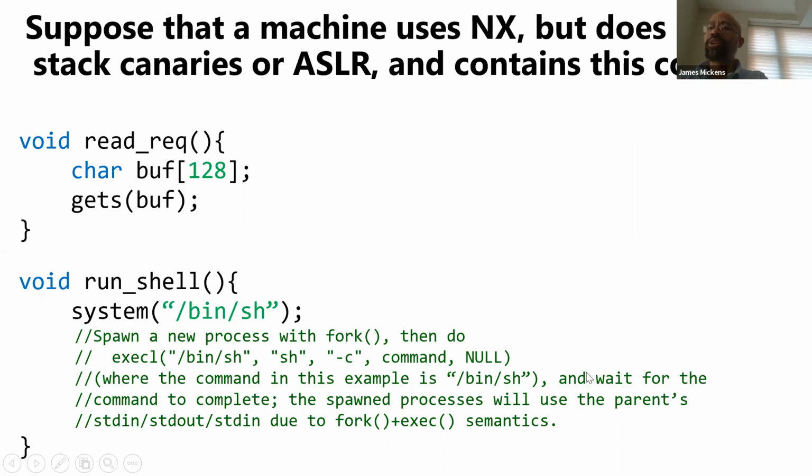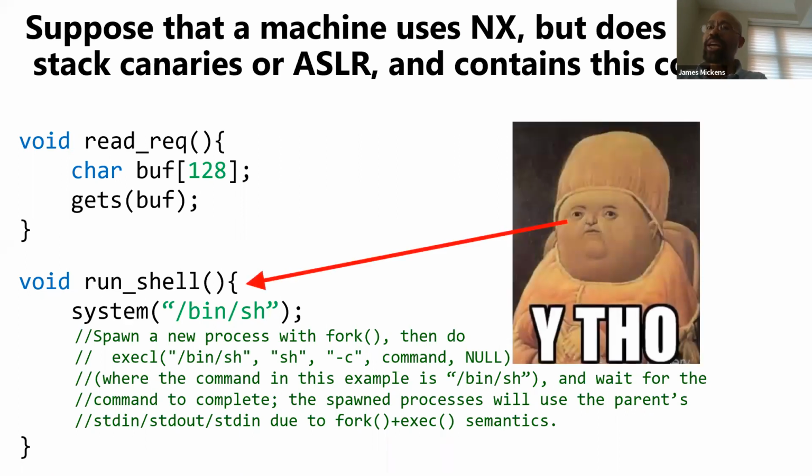And so an important thing to note here is the spawned processes are going to use the parent's standard in, standard out, and standard error, due to fork plus exec semantics of how file descriptors get preserved across those two calls. Okay, why is this in the program? This is such a tantalizing piece of low-hanging fruit for the attacker. This is amazing. If only every program would contain a function called run shell.